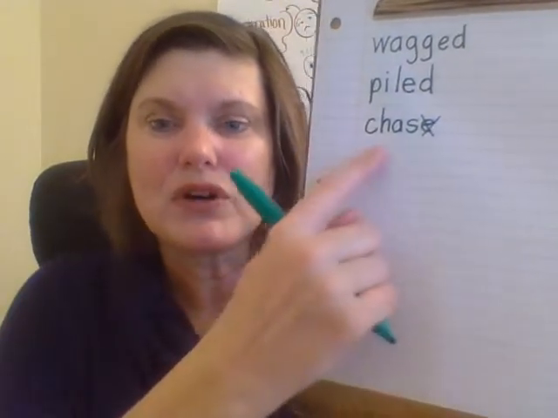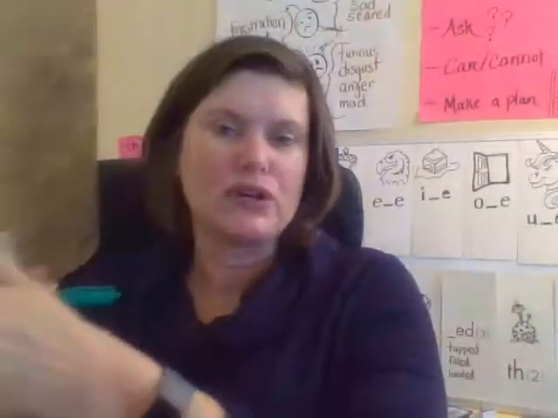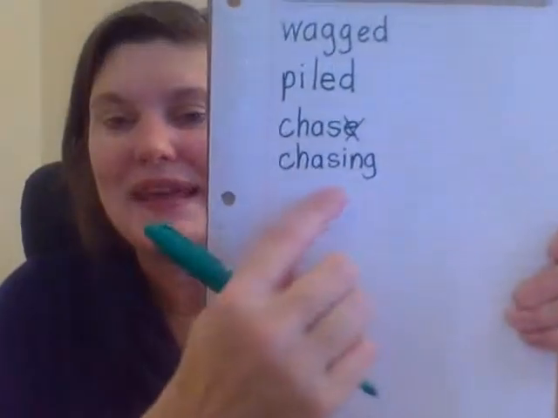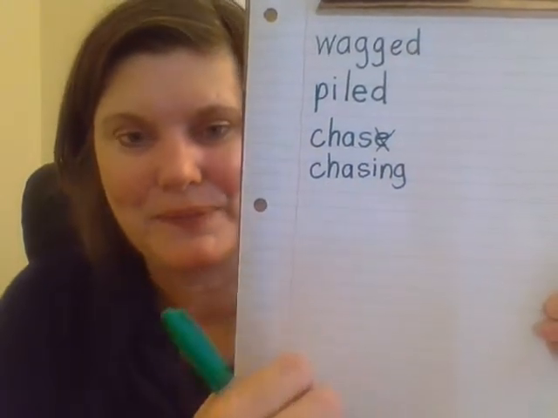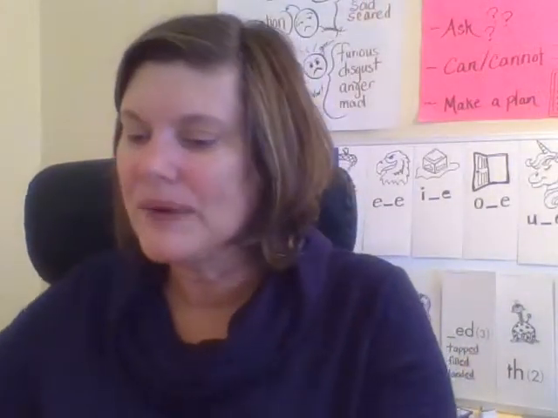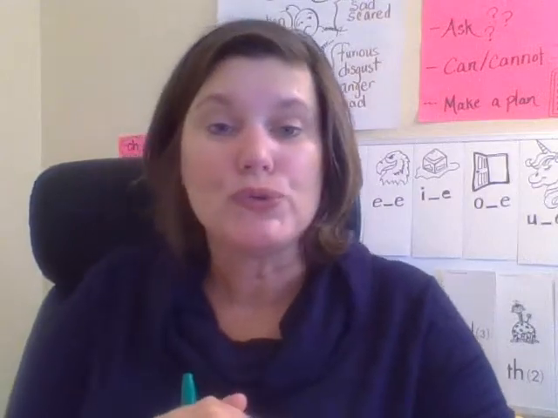So since I've got a marker, I'm going to rewrite it. If you got a pencil, you can erase it. So we want it to be chasing. And before we add the ing suffix, we always have to get rid of any silent E. Okay?